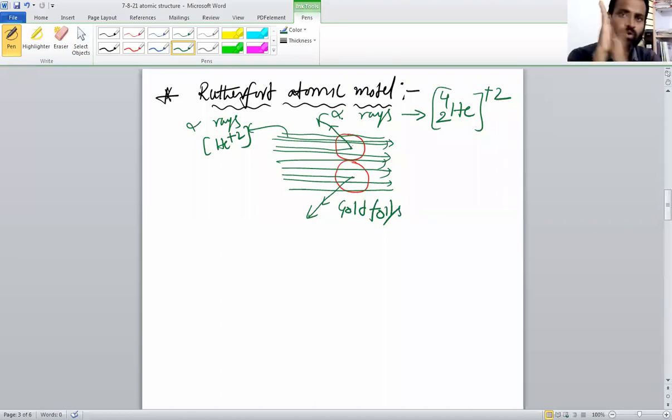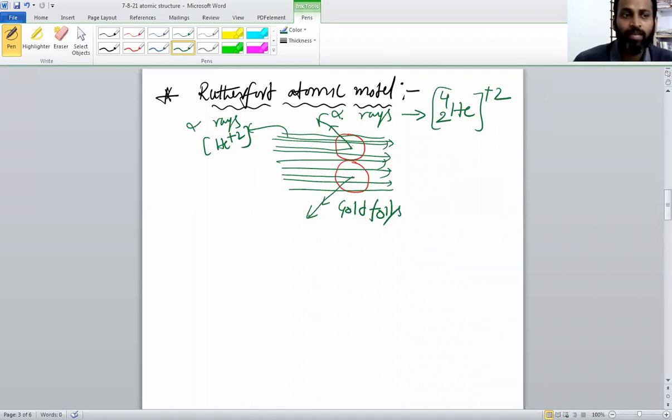Getting what I'm saying? This is the gold foil, and through it I'm sending rays like this. Maximum of the rays pass through the gold foil, going like that. But one or two rays which touch the center come back at the same angle, meaning the same path, with a 180 degrees angle. So what is the experiment? Hope you understood. He took gold foil and sent alpha rays through it.